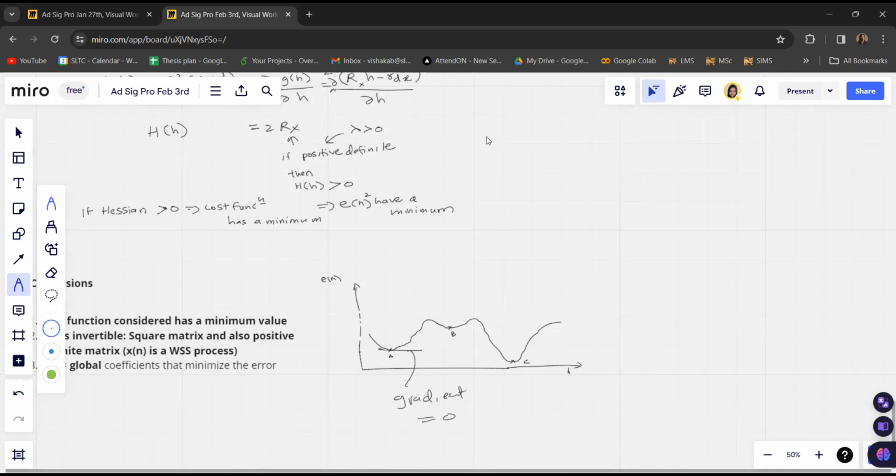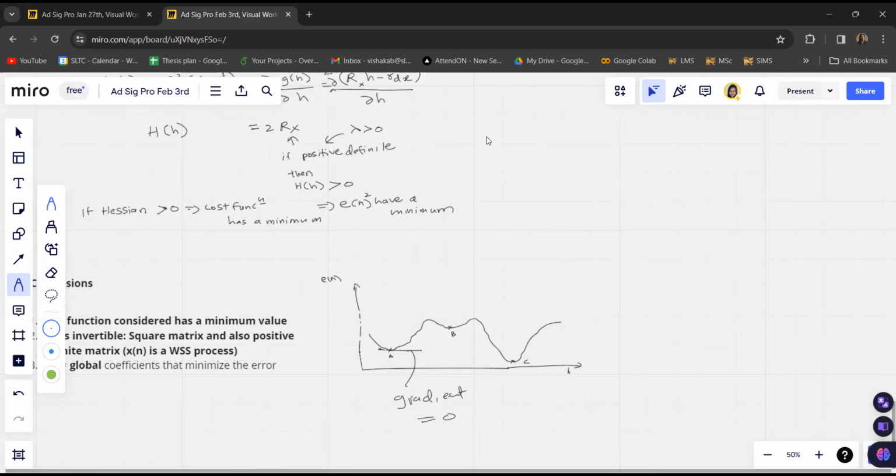But in that case, although I find the minimum point and find the h values, this might not be the optimal filter values. Then there's actually another minimum point in another place, so in another h value. So I need to find the other h value, which is actually the global filter coefficient values, which gives us the minimum error values anytime.